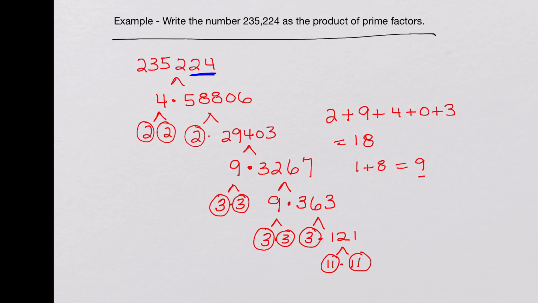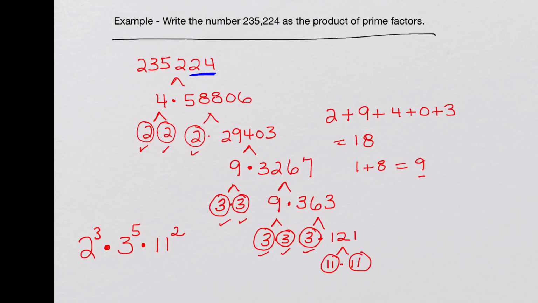So now I've factored it as much as possible. So how is this the product of prime factors? I would say, how many 2's do I have? 1, 2, 3. So I have 2 to the 3rd power times, and then I have 3's. And I have 3 to the 5th power, 1, 2, 3, 4, 5. And then I have two 11's.